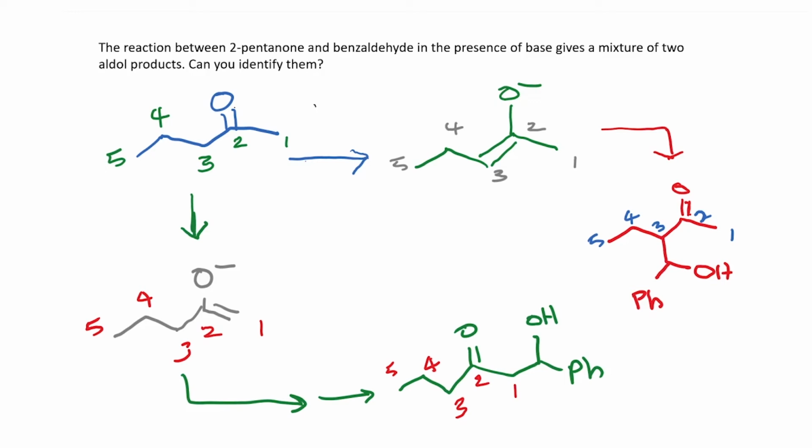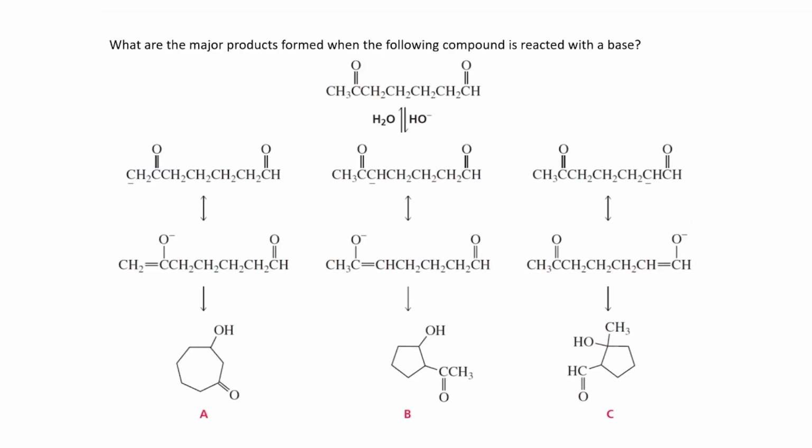The other possibility is that you generate the enolate as shown here, and this enolate can react and give you this product. So this is the mixture of the 2 aldol products that are potentially produced during the reaction of 2-pentanone and benzaldehyde. And I might add here that the difference in stability between these 2 products is not that large, and therefore it's not unreasonable to propose that it's a mixture of these 2 products. Now to the next question.